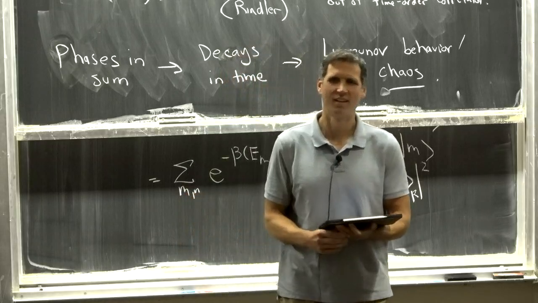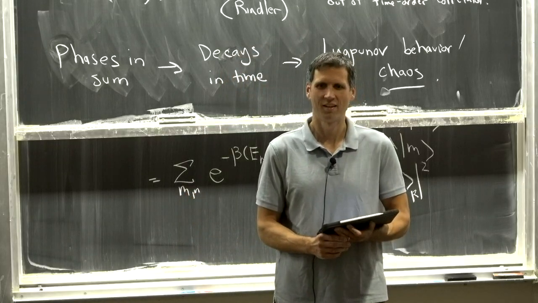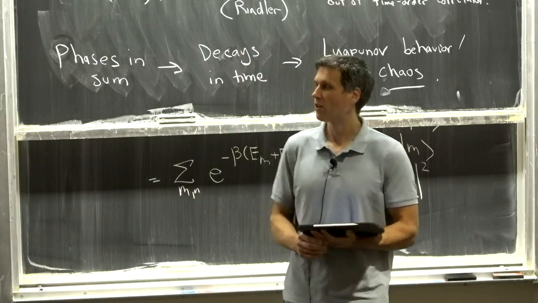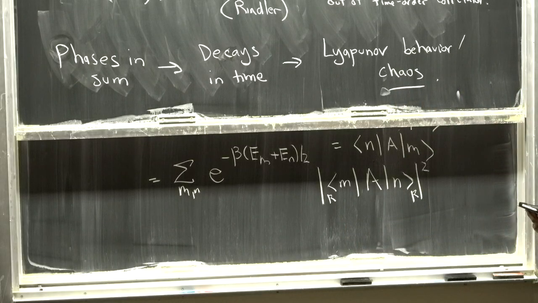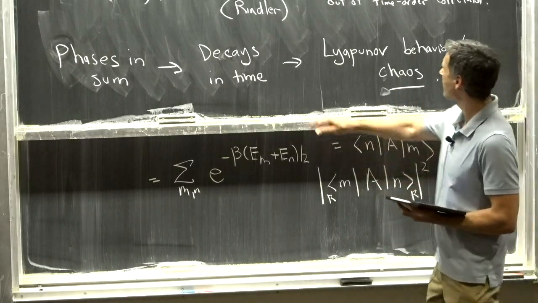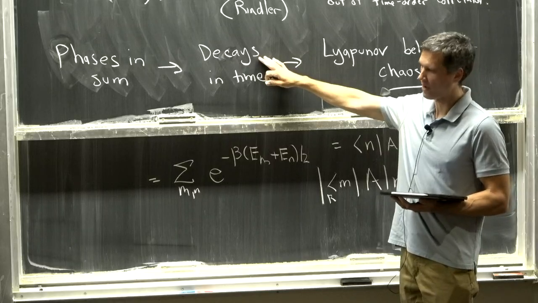Yes? The bound on chaos, what is the physical result in Minkowski space? Good. So the bound on chaos in thermal language tells you how fast this is allowed to start decaying.